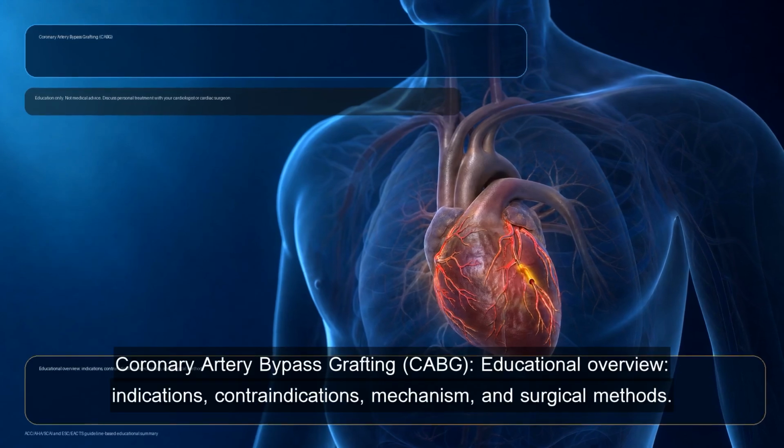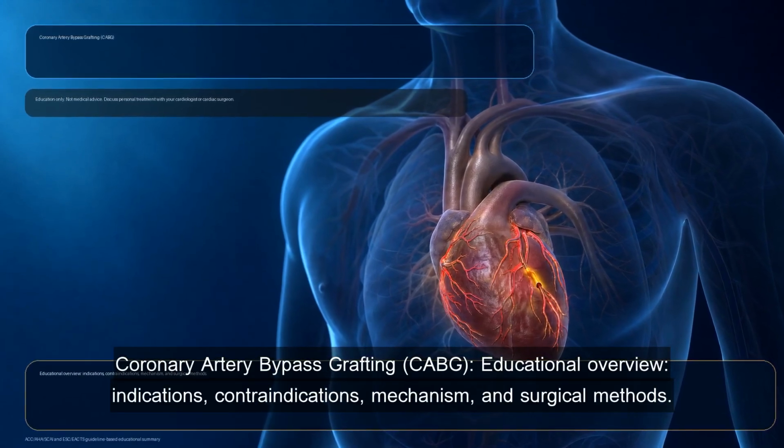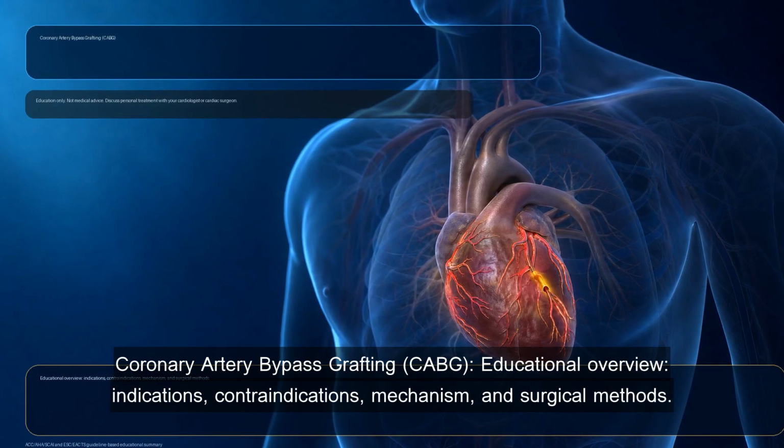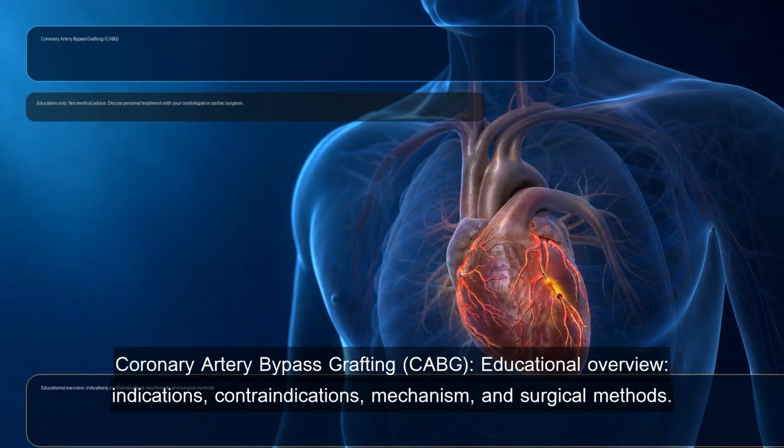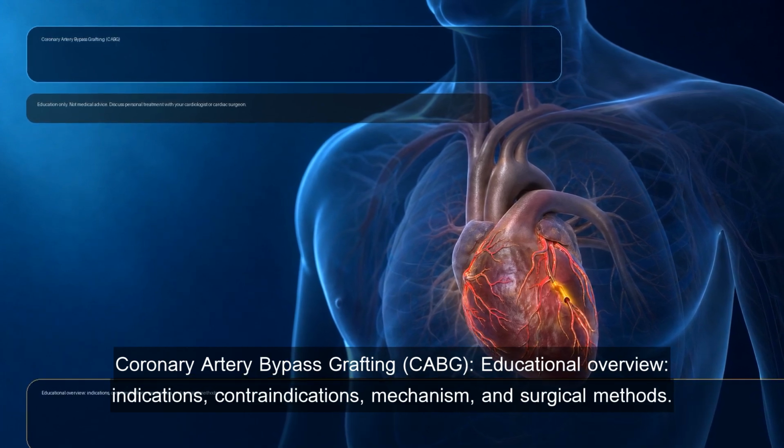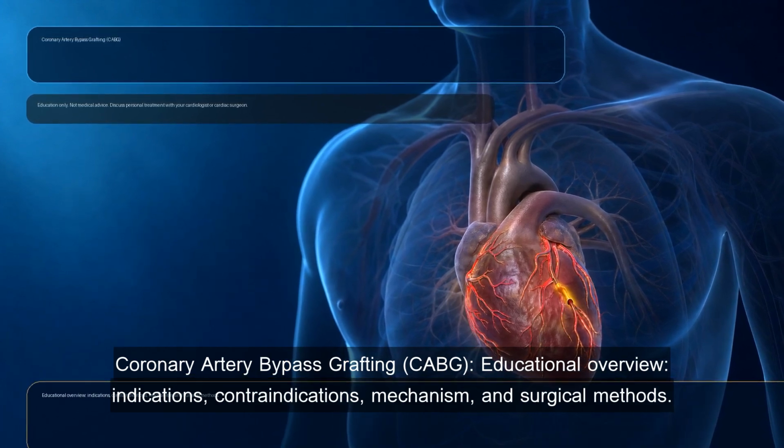Every heartbeat depends on a constant supply of oxygen-rich blood. But when the coronary arteries become severely narrowed, the heart muscle can become starved of oxygen. In selected patients, doctors may recommend coronary artery bypass grafting, or CABG, to create a new path for blood flow.